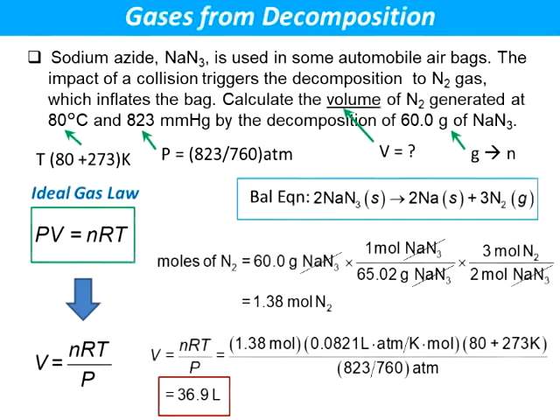We then take that 1.38 moles of nitrogen and we put it into our rearranged ideal gas law equation of 1.38 moles times the universal gas constant times the temperature, which is converted to Kelvin. We then divide that by the pressure in atmospheres, which we converted from millimeters of mercury, and we obtain 36.9 liters of nitrogen produced from 60.0 grams of sodium azide.